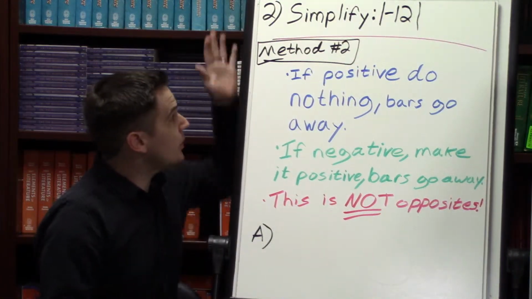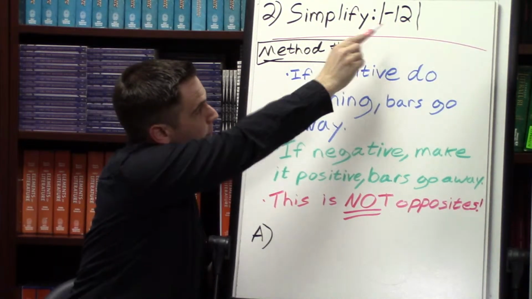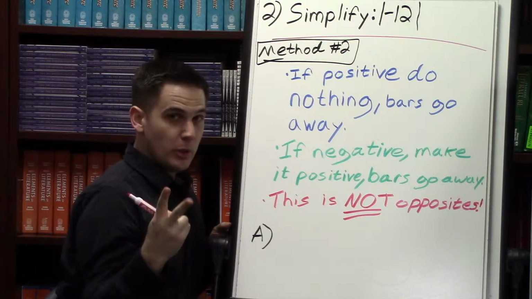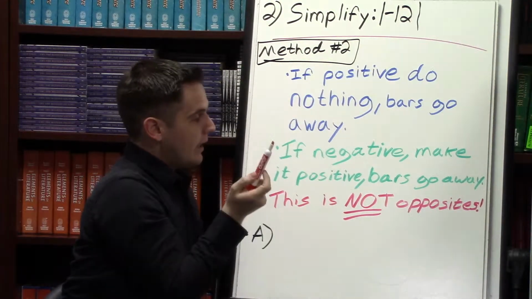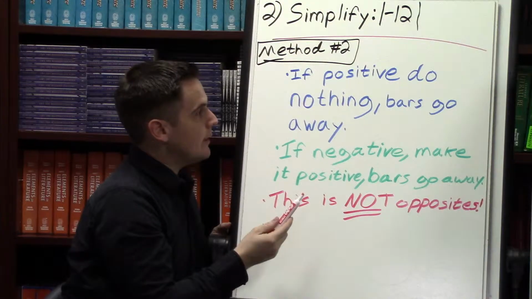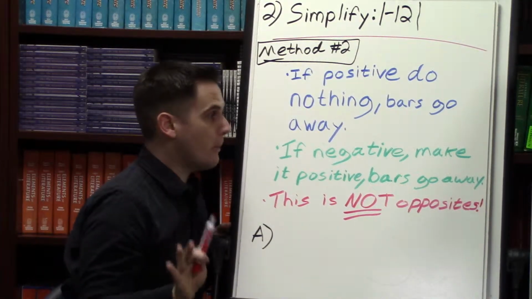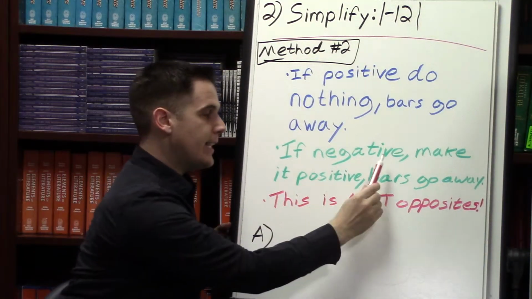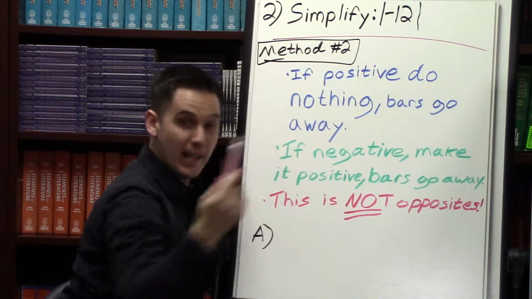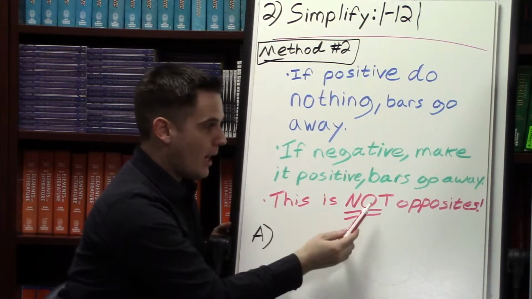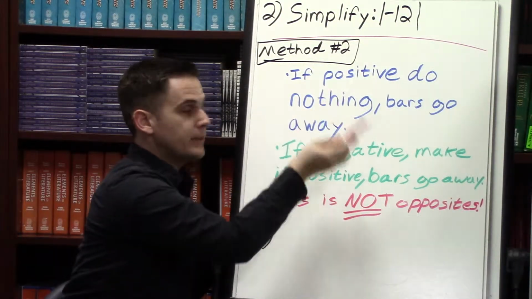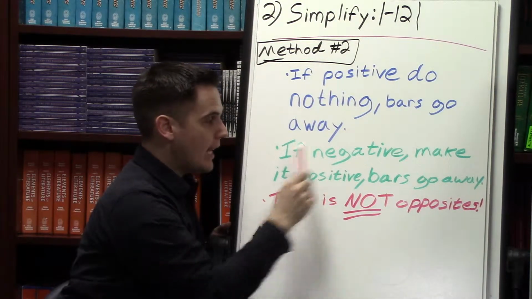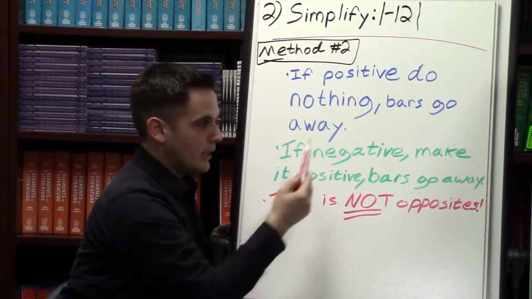So question number 2, simplify the absolute value of -12. Method number 2 is to ask yourself two different questions. Is it positive? Is it negative? If it's positive, you do nothing to the number and the absolute value bars go away. If it's negative, make it positive and then the bars go away. Not opposites. Opposites would mean positive to negative, but no, positive means do nothing, throw away the bars. Negative means make it positive and the bars go away.